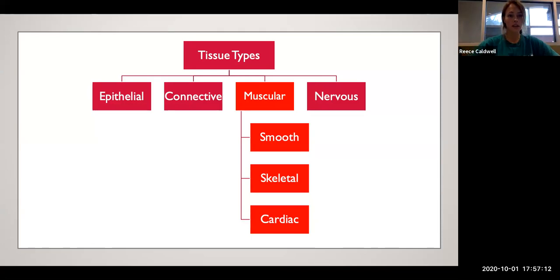It's also found in some other locations, like I think it might be found in the sinuses. It lines our blood vessels and our nerves, but the main thing you hear when talking about smooth muscle is the GI tract, the gastrointestinal tract.